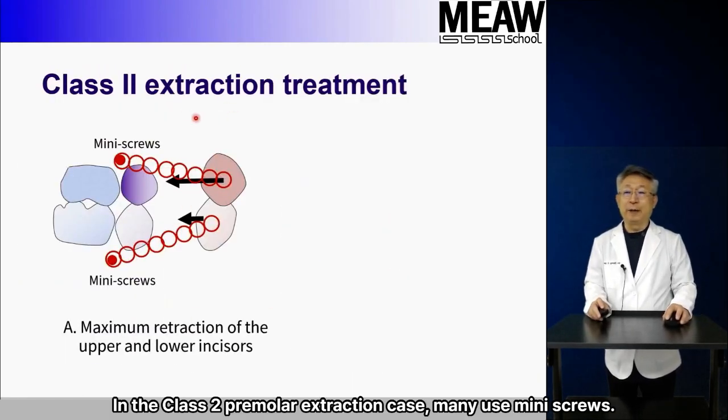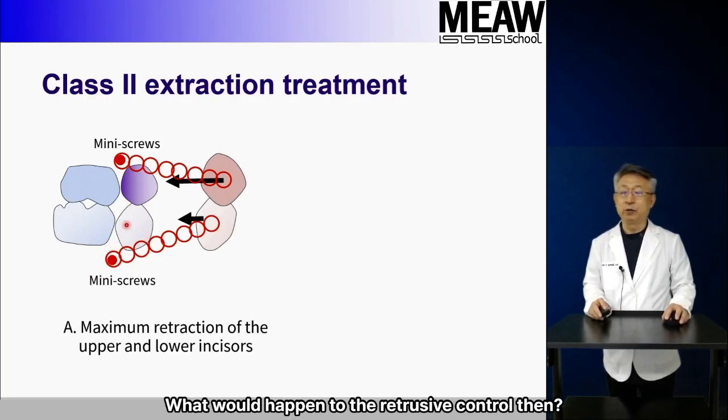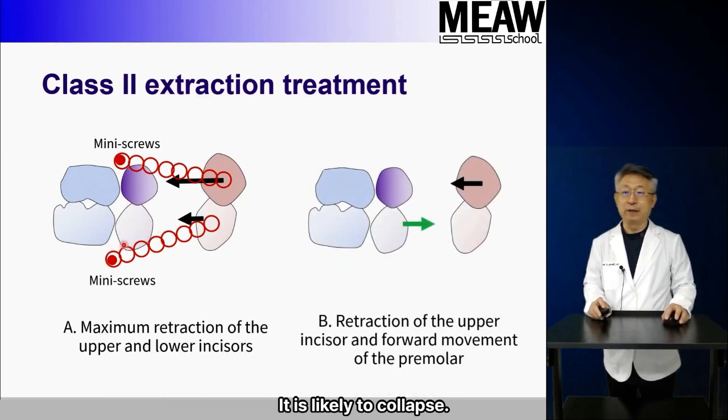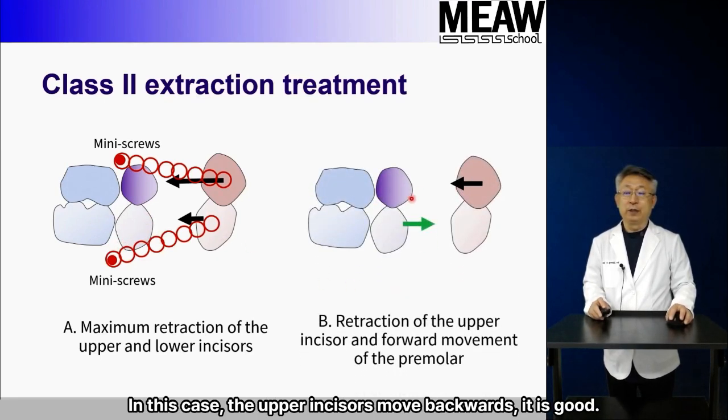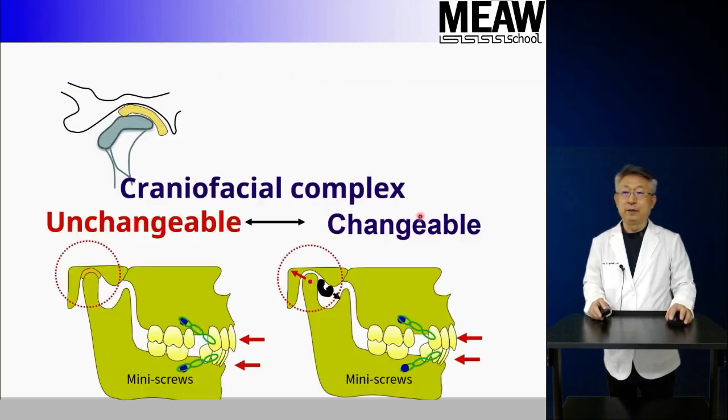In the Class 2 premolar extraction case, many use mini screws. They move the upper anterior dentition backwards and the lower anterior dentition backwards by using mini screws. What would happen to the retrusive control then? It is likely to collapse. In this case, the upper incisors move backwards. It is good. Where should the lower premolar be placed? It should be placed anteriorly.